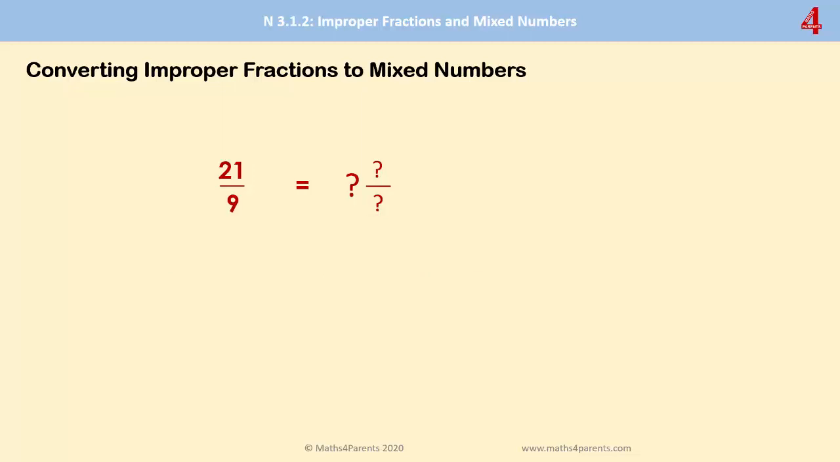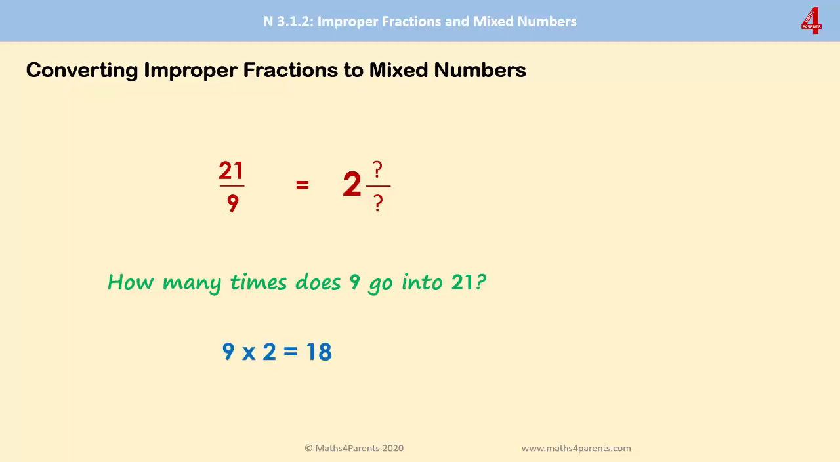21/9 as a mixed number. How many times does 9 go into 21? Well, 2 lots of 9 is 18, so our whole number is 2. And how many ninths do we have left over out of 21/9? If we've taken 18 away, that leaves us with 3.